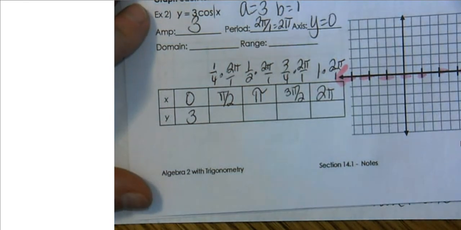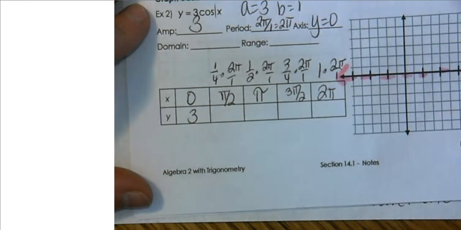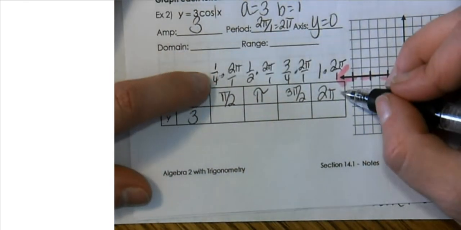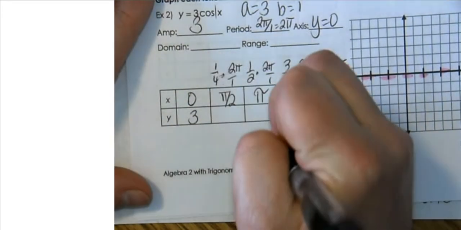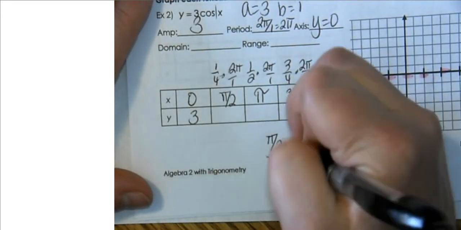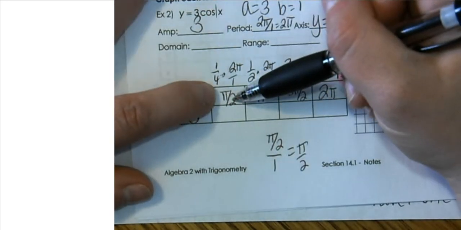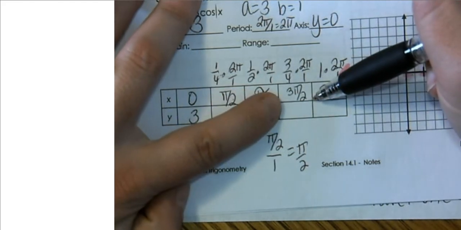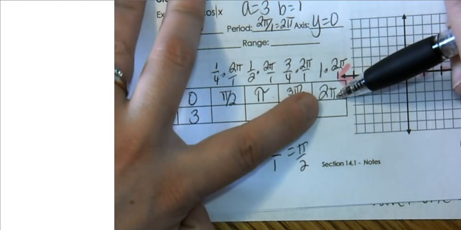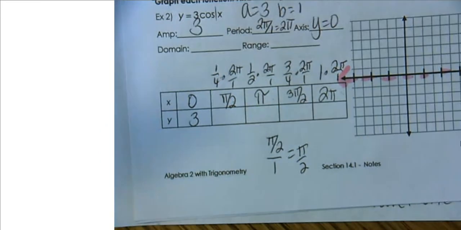So all I did was simplify each of these expressions to come up with my x values. Remember that another approach is to simply go pi over 2 divided by 1, which is pi over 2. And then we would count. This is 1 pi over 2, 2 pi's over 2, which is pi, 3 pi's over 2, and then 4 pi's over 2, which is just 2 pi. So that is 2 approaches that you can use in order to come up with your x values.